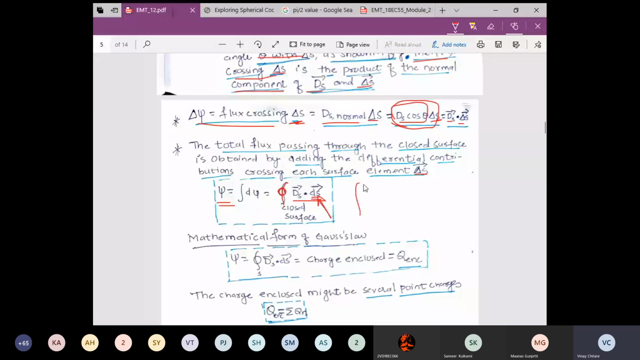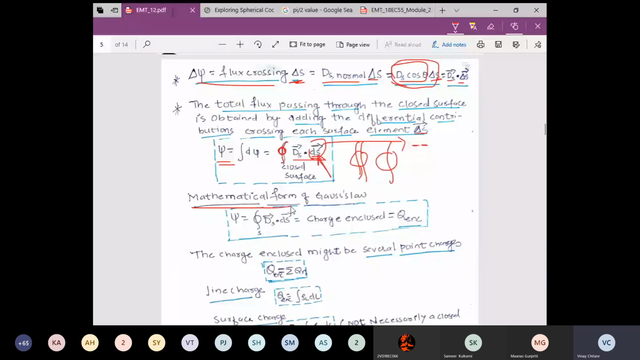Some authors use a double integral to indicate a surface integral. But we can also use a single integral with a circle, and it is understood by looking at the expression dS, because dS is a product of two differential lines.